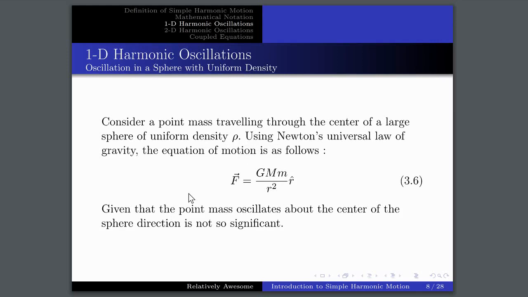The reason why it oscillates about the center is because on the outside of the sphere there is less material, and at the center of the sphere there is more material, and hence the force towards the center is much greater than at the outside of the sphere. And as the point mass approaches the center, it will accelerate, and then when it leaves the center, it will decelerate, but once it leaves the other side of the sphere, it will accelerate towards the center again, so it will continuously oscillate about the center of the sphere.